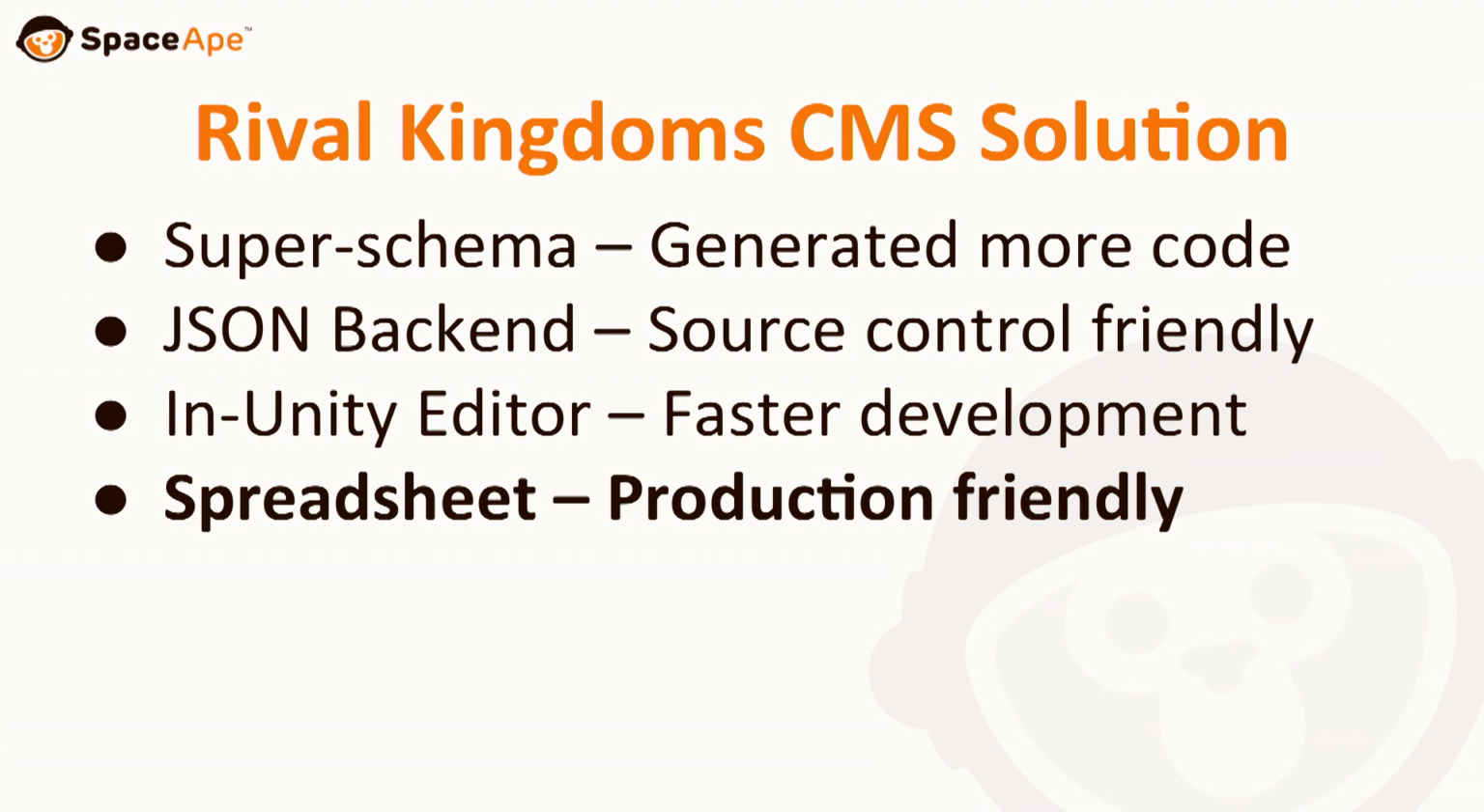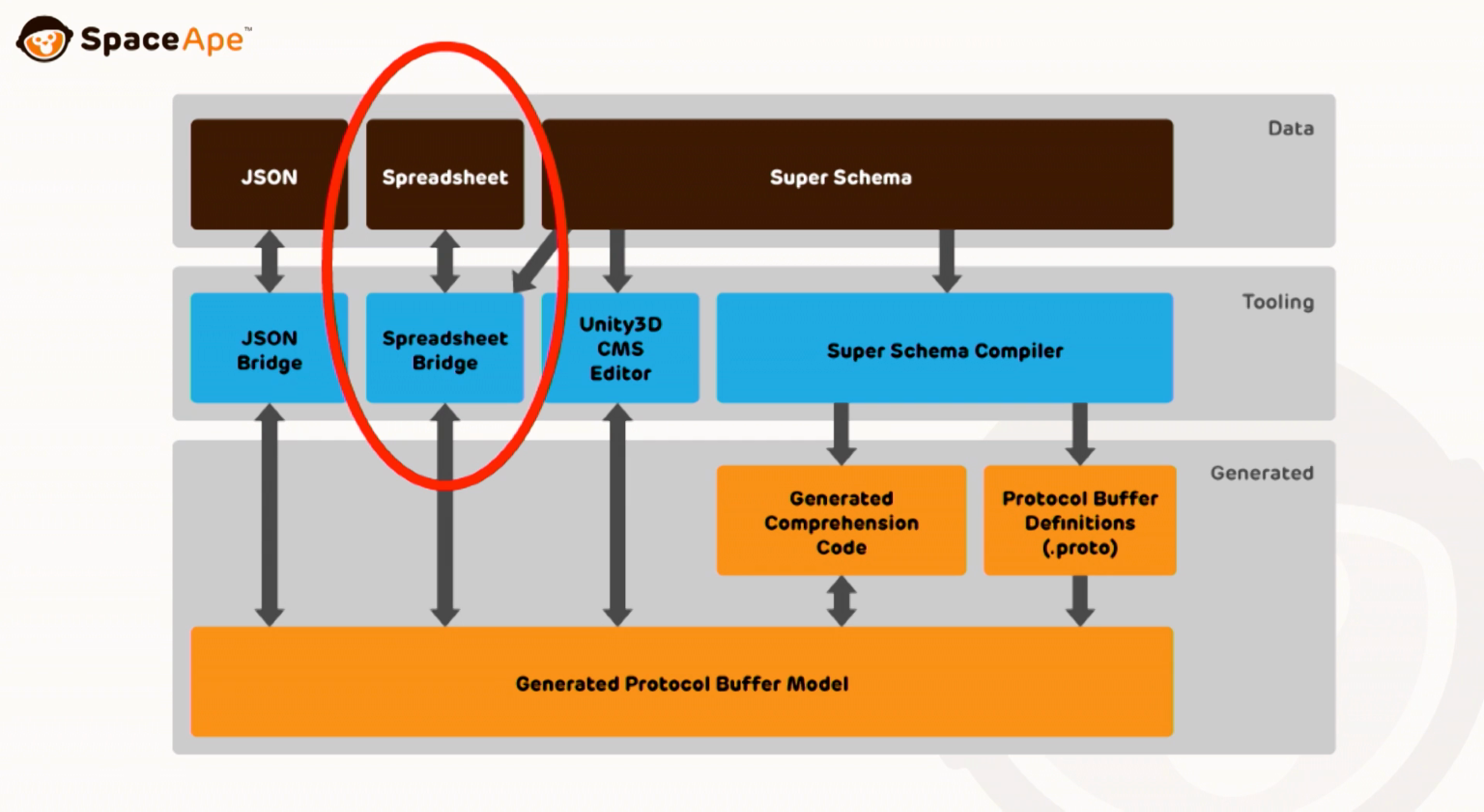And still, spreadsheets. We want to keep the spreadsheets. They're just too powerful to lose. But again, this was just another view onto our JSON data store. And that was all great, basically.